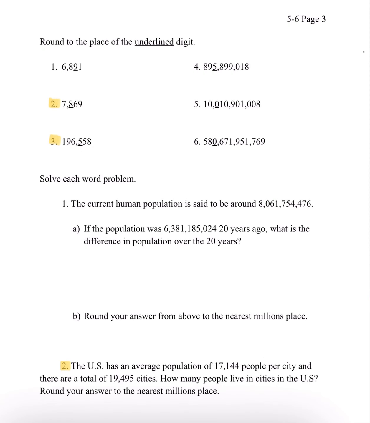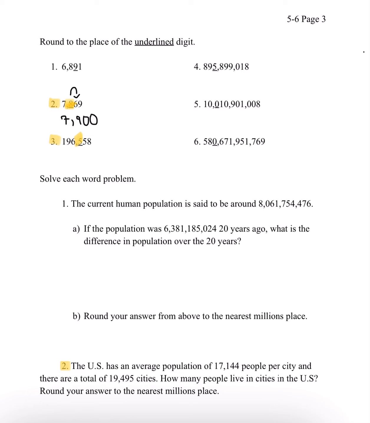The last page, it says, round to the place of the underlined digit. So we're going to be going over 2 and 3. For number 2, we can see that the 8 is underlined. So the 8 is in the hundreds place. If we look behind 8, it's a 6, and that's 5 or above. So the 8 will be rounded to 9, and the remaining numbers are just 0. So 7,900 is our final answer.